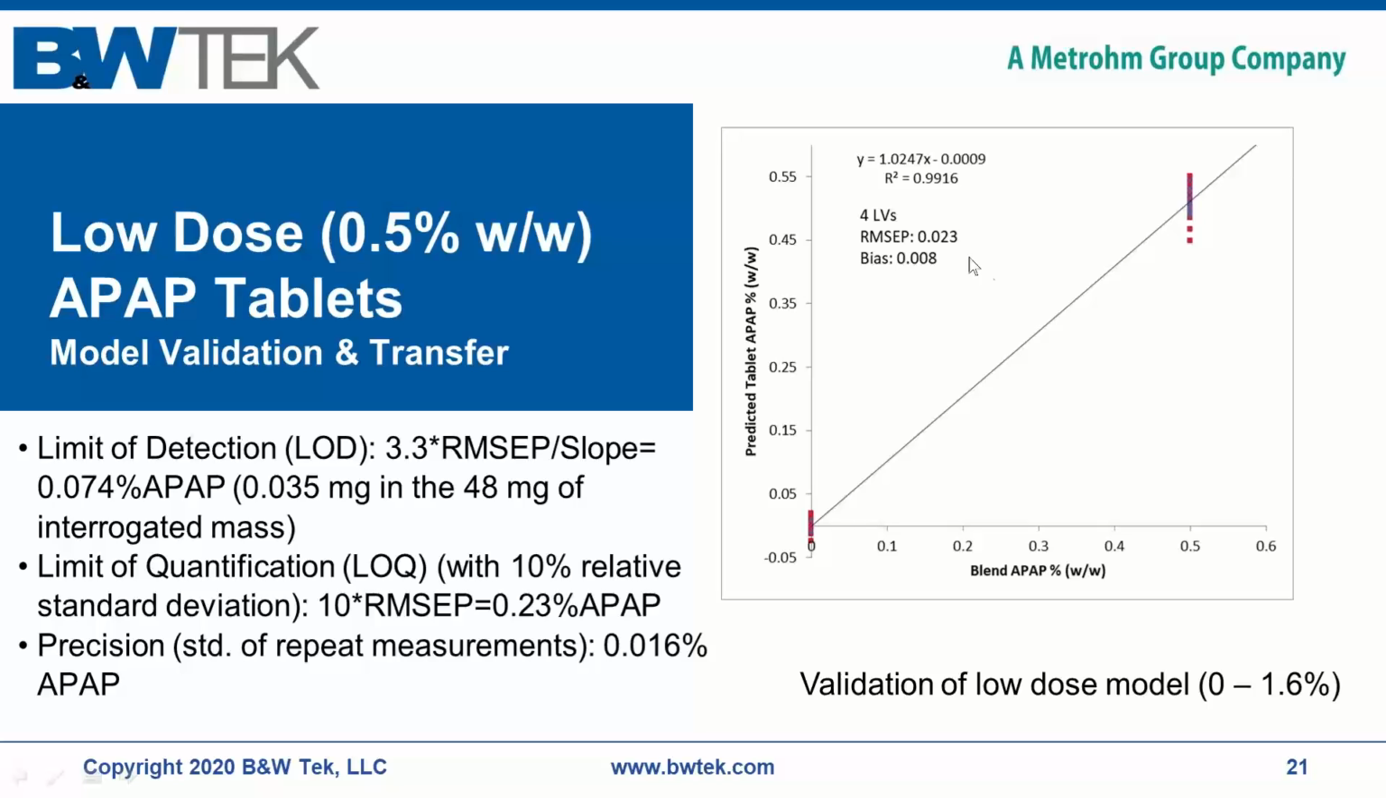And from this, we're able to compute our limit of detection as well as our limit of quantification. We see that these are quite good, with our LOQ at 0.23% of our APAP. So we see that this transmission Raman method works very well for the measurement of the APAP across the concentration range of 0 to 1.6%, which is what our calibration model is.